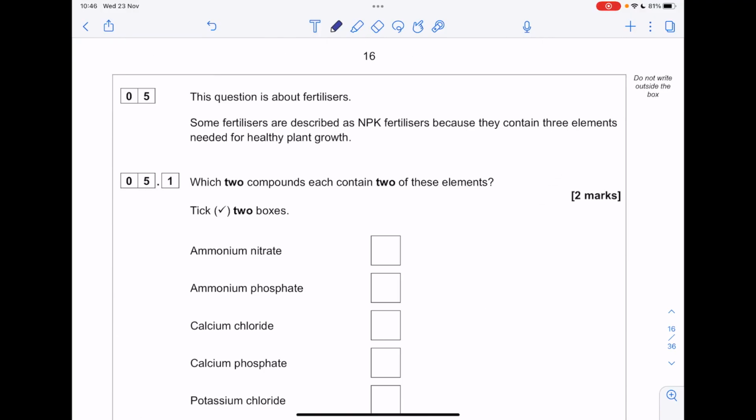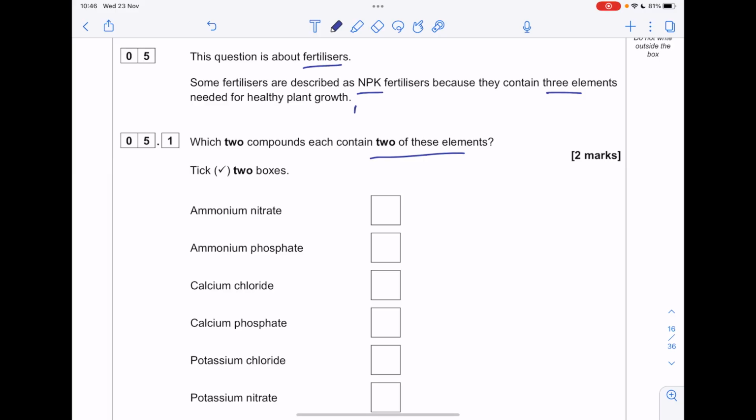This question is about fertilizers. Some fertilizers are described as NPK fertilizers because they contain 3 elements needed for healthy plant growth. Which 2 compounds each contain 2 of these elements? So the elements are, use your periodic table if you're not sure, nitrogen, phosphorus and potassium.